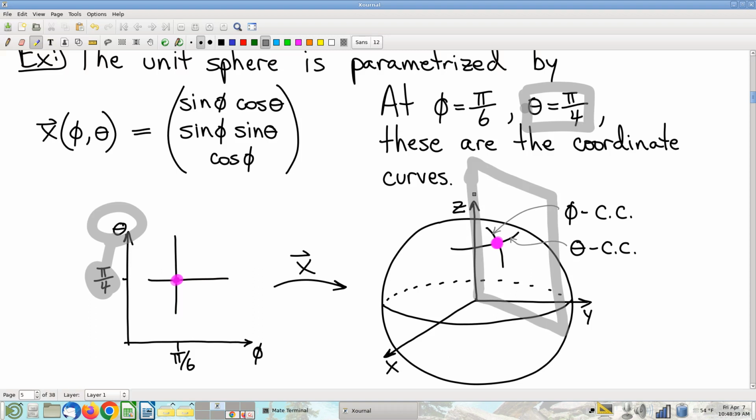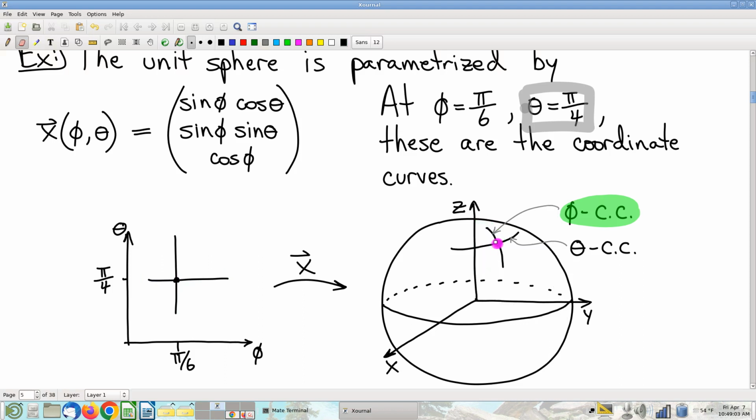So in that theta cross-section, now let's ask the question, what happens if I vary phi? If I'm looking at the phi coordinate curve, phi is allowed to change from maybe a little less than pi over 6 to a little more than pi over 6. And as phi varies with theta constant, I get that curve right there. Is everybody with me?